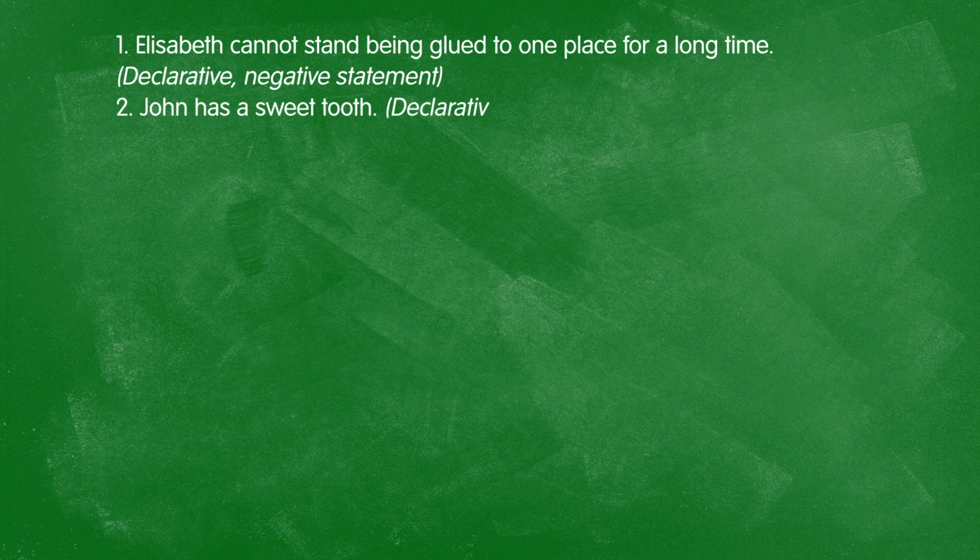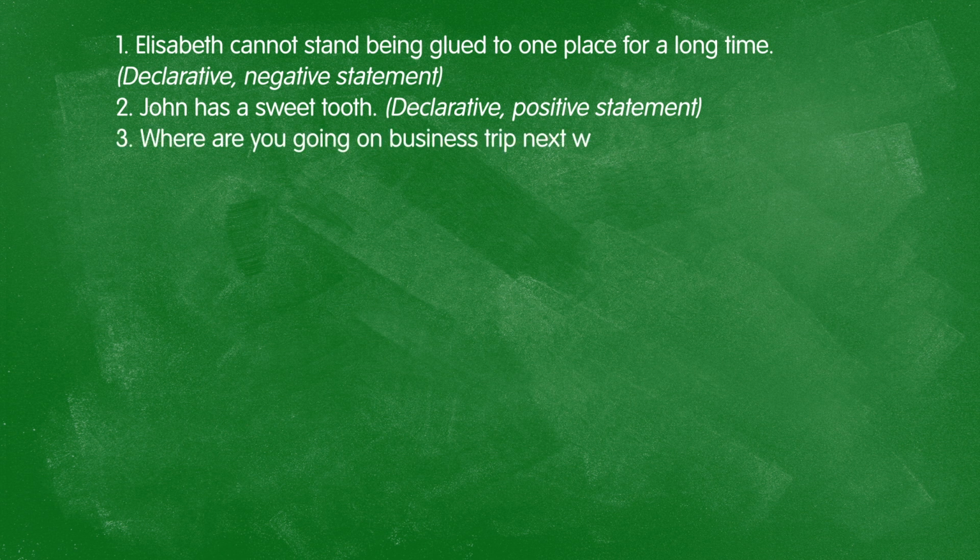In the second, John has a sweet tooth. He's like me. He likes cakes and pastries. This too is declarative, but this is a positive statement. It says that he does have something. Another example, where are you going on your business trip next week? This is interrogative. I'm asking a question. Where are you going next week?